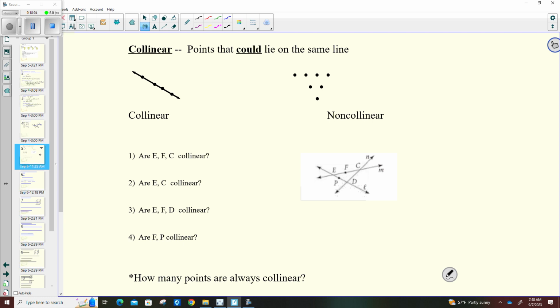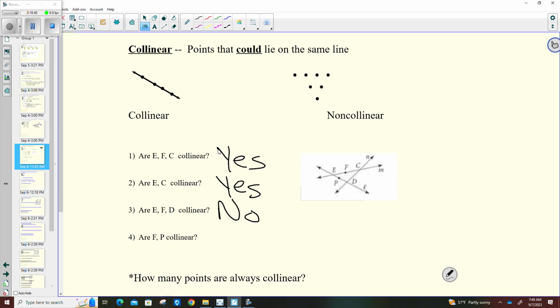So I want to look at this next picture, and I'm going to ask you, are E, F, and C collinear? Do they lie on the same line? Yes. Are E and C collinear? Yes. Okay, both of those. Here's E, F, and C. Here's E and C. You can see that they're on line F. What about E, F, and D? No. You can't put a straight line. If I go E, F, I got to come down to get B down there. That doesn't work.